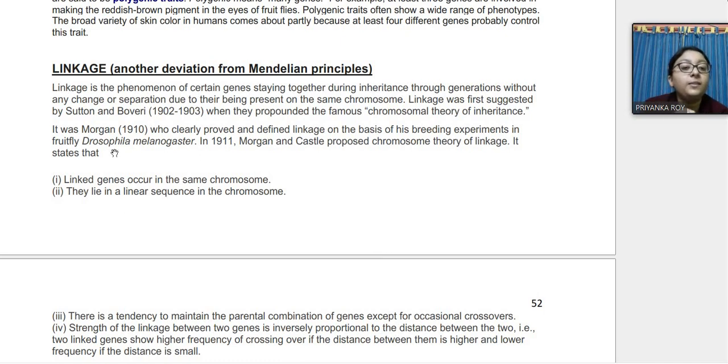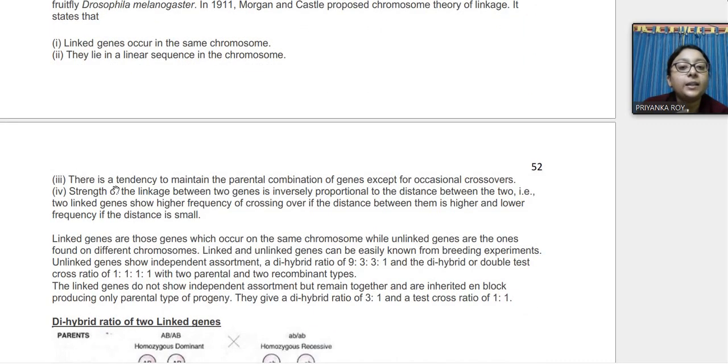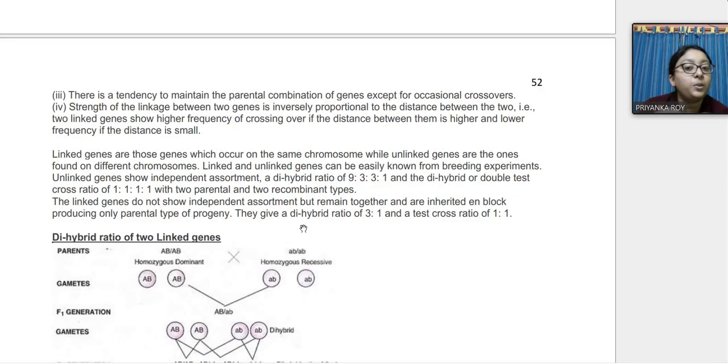Here, in Drosophila, this experiment was performed by Morgan, and he proved that linked genes occur in the same chromosome. There are some particular genes which are present on the same chromosome, and they are linearly arranged along the length of the chromosome, and they do not segregate during gamete formation. They do not independently assort or randomly combine with other gametes of the same or different type. There are some genes which tend to stay together. They do not segregate from each other. They do not show independent assortment. And there is a tendency to maintain the parental combination of genes. Also, the strength of the linkage between the genes is inversely proportional to the distance between the two.